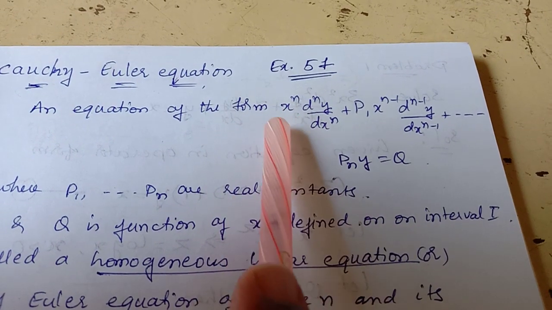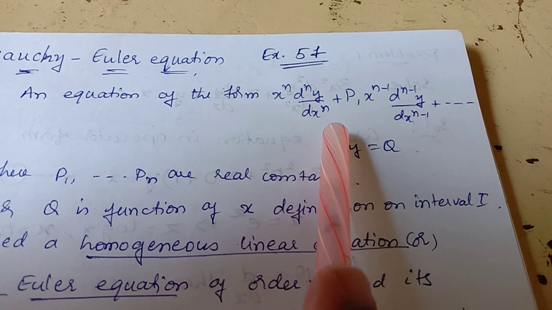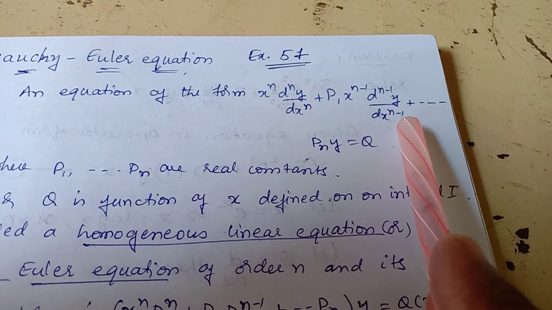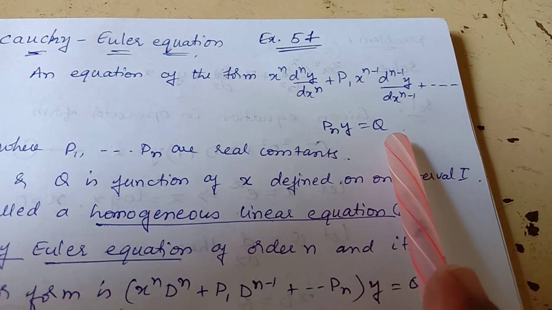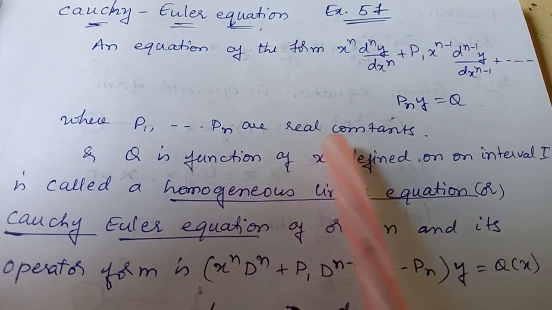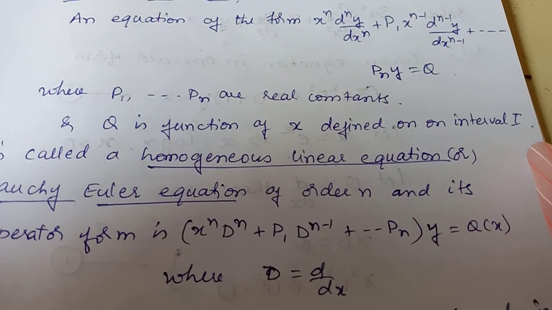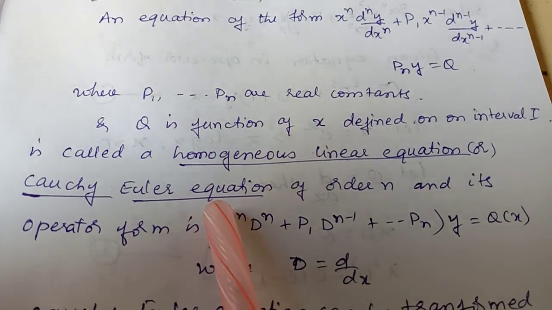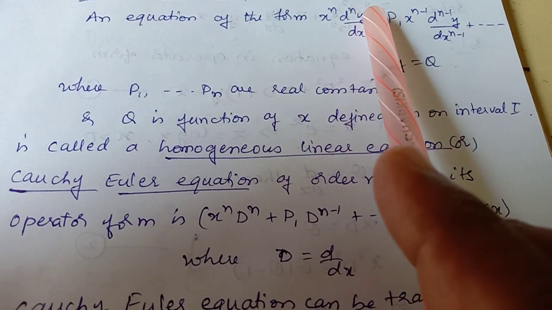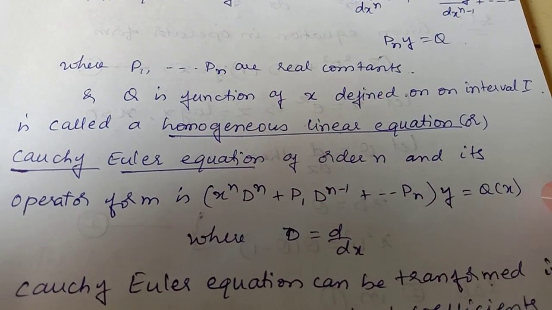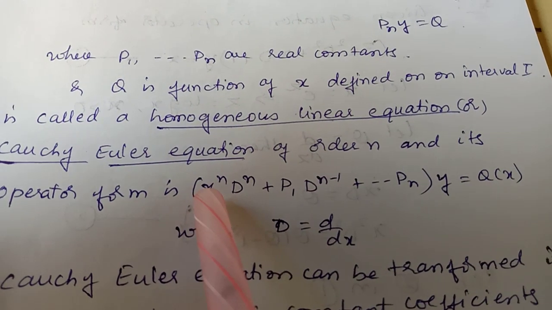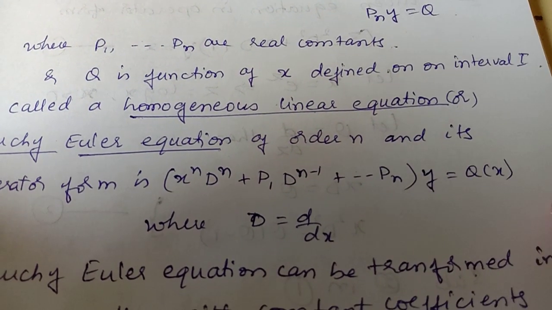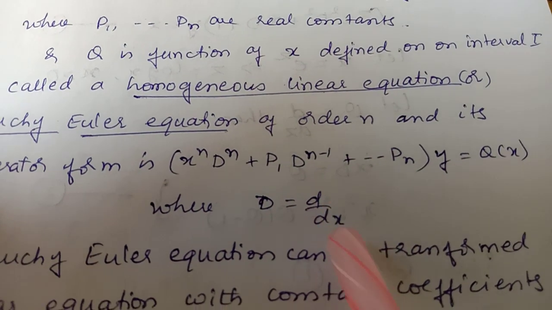An equation of the form x^n d^n y/dx^n + p1 x^(n-1) d^(n-1) y/dx^(n-1) + ... + pn y = q, where all these p1, p2, ..., pn are real constants and q is a function of x defined on an interval I, is called a homogeneous linear equation or Cauchy's Euler equation of order n, because it has d^n y/dx^n of order n. Its operator form is x^n D^n + p1 x^(n-1) D^(n-1) + ... + pn, acting on y, equal to q(x), where D is the differential operator d/dx.